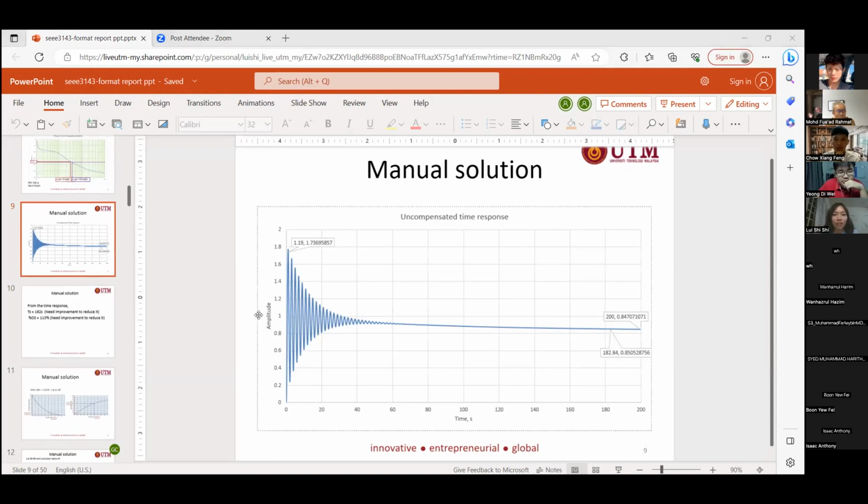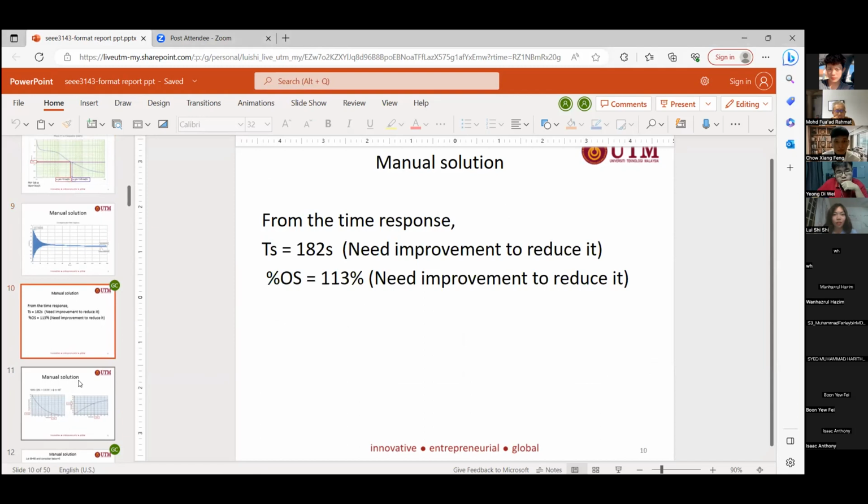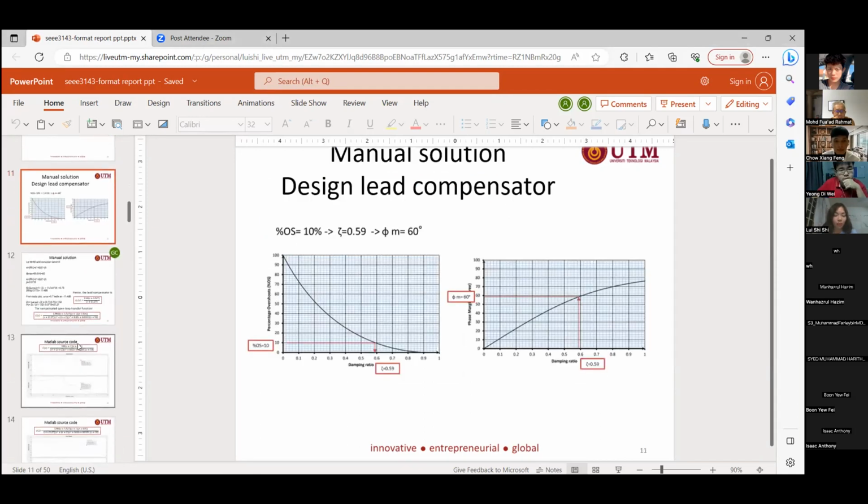Okay, then this is our uncompensated time response. We found that the settling time is 182 seconds and the overshoot percentage is around 113. So the next slide. These two are the specifications that we need to improve.